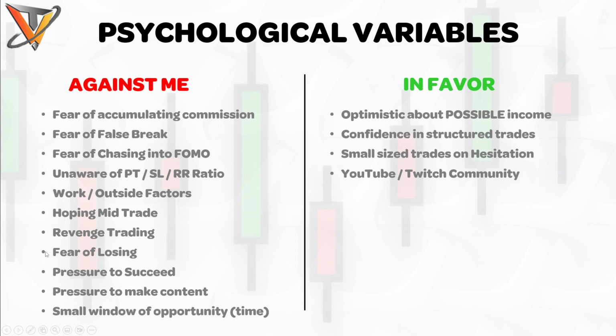The fear of losing is the biggest one, but I would have to say pressure to succeed is one of the top ones. I want to make it, I want to do it, but it's just not working, and that gives me frustration to take another trade and revenge trade. I'm getting all this accumulation of frustration just trying to succeed. I want to do this.